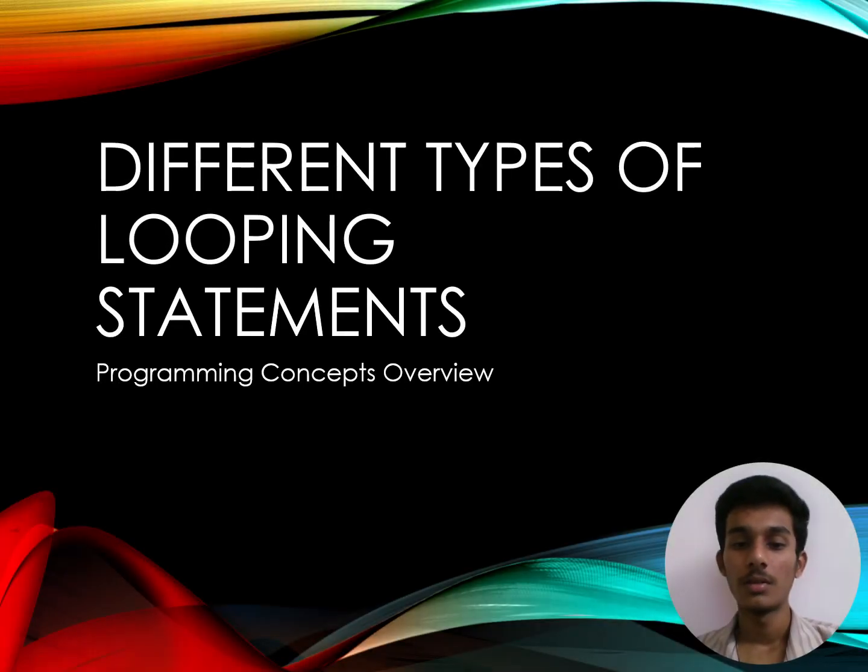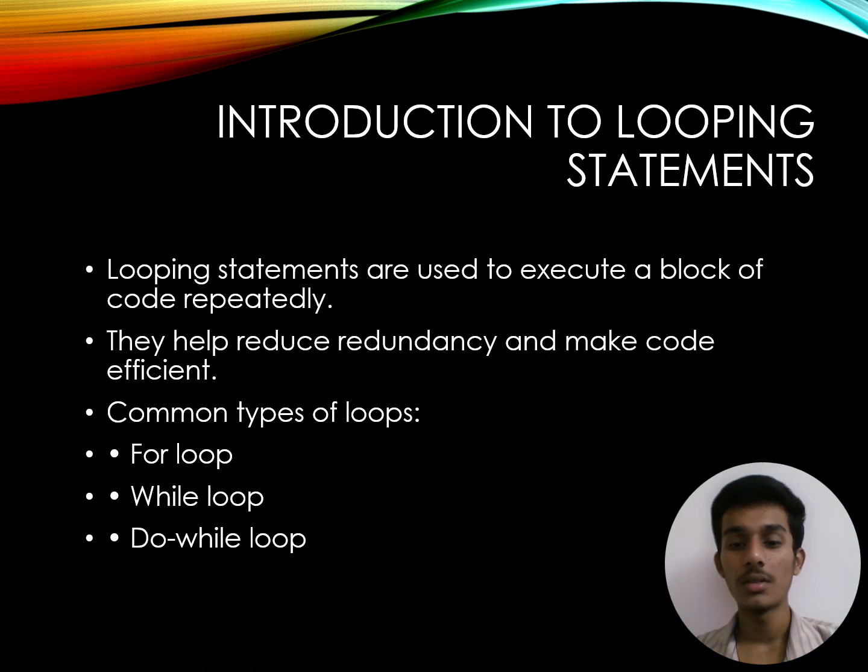Rohit from CSC department. Today we will learn about different types of looping statements. First of all, introduction to looping statements. Looping statements are used to execute a block of code repeatedly. They help reduce redundancy and make code efficient. There are three main common types of loops. They are for loop, while loop, and last do while loop.